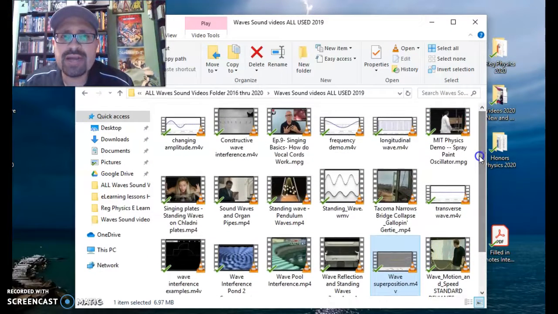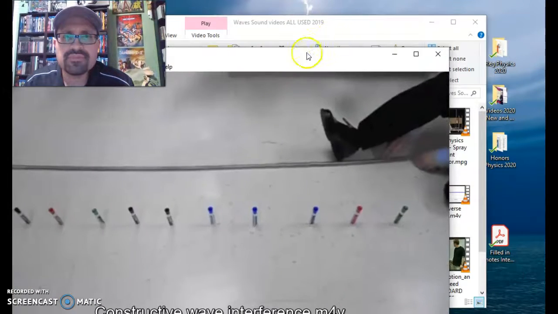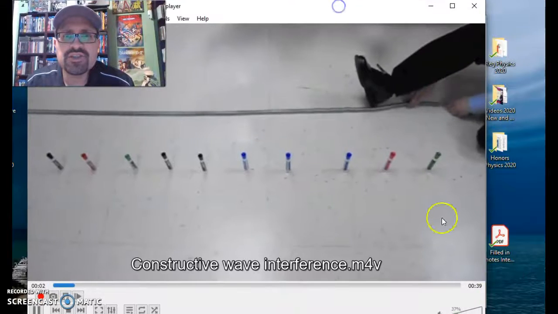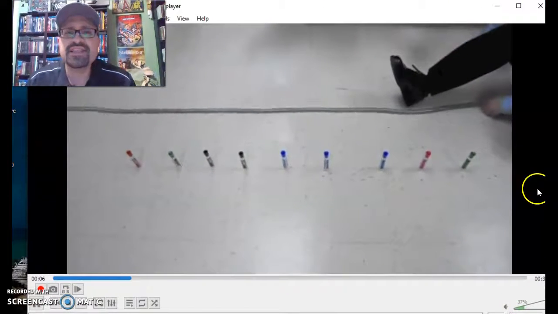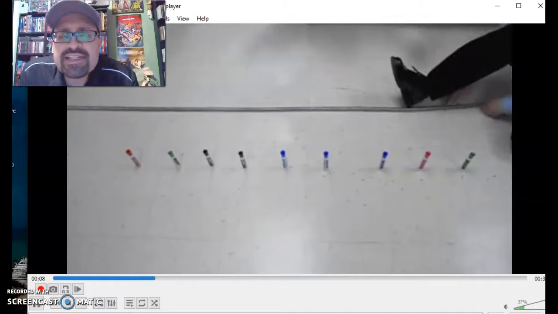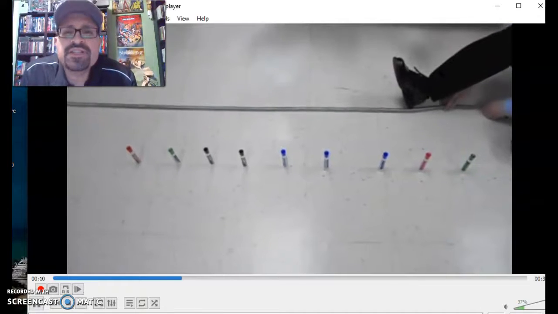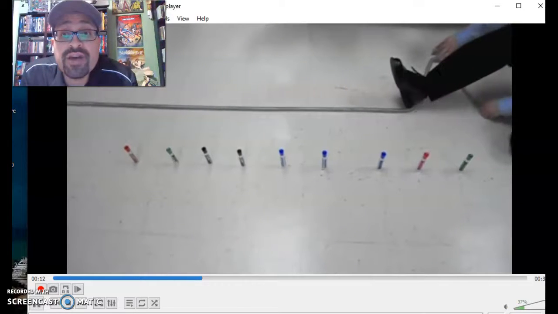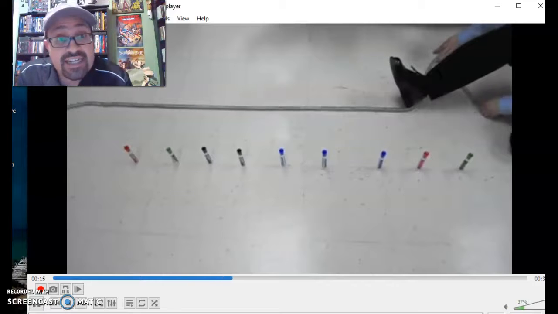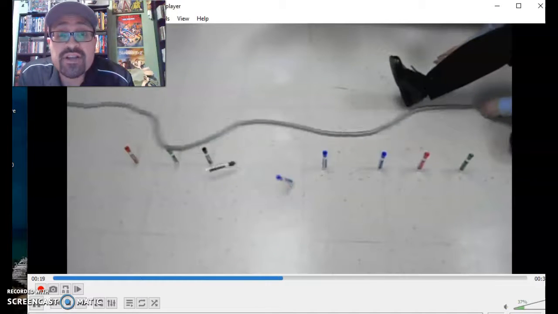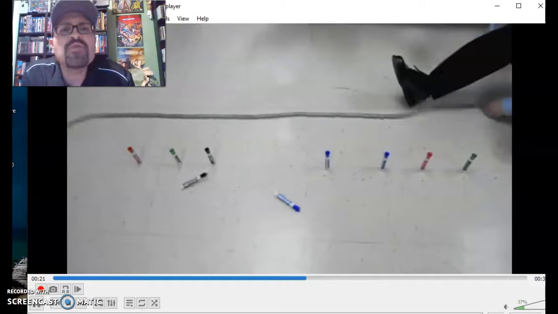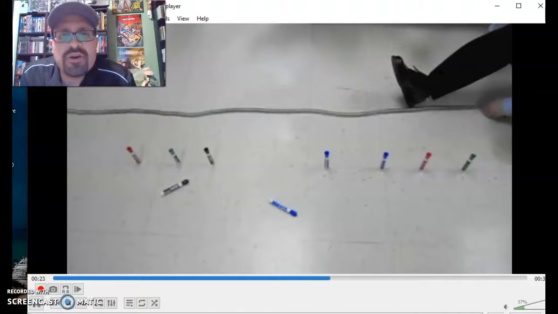Let me show you what happens in the real world. Let's go over here. Okay, so this is a constructive wave interference. It's kind of hard to see this. You can see on the right-hand side a wave pulse is being sent from right to left, but we also have a wave pulse being sent from left to right. So here they come. Boom, right there you have constructive interference, and that's what knocks down the markers.